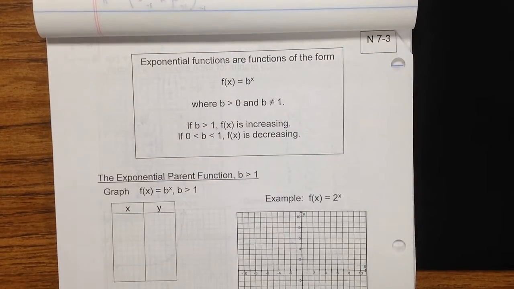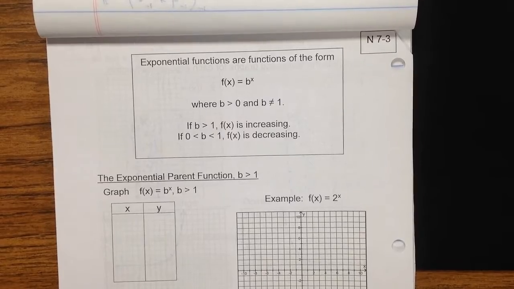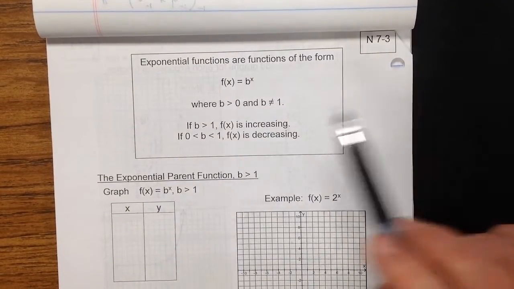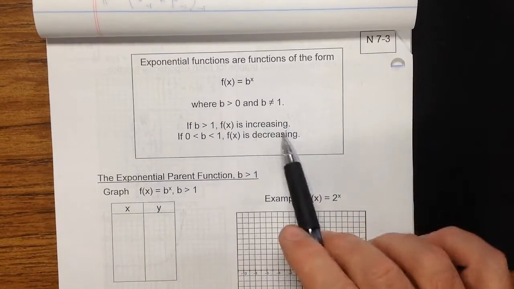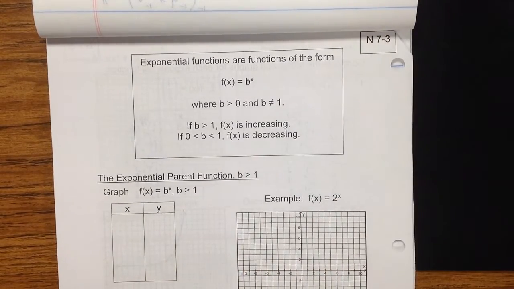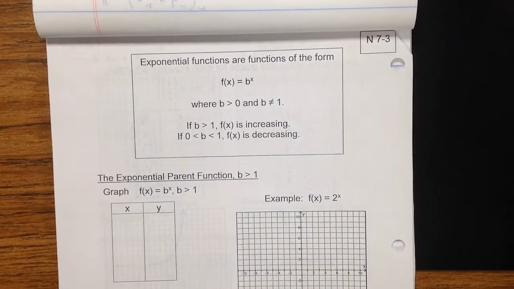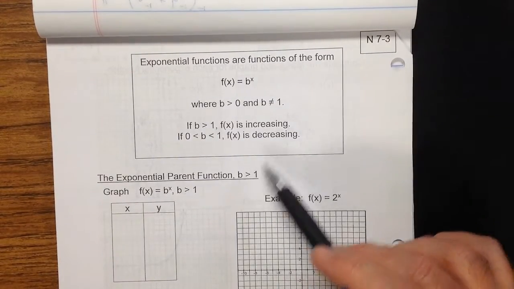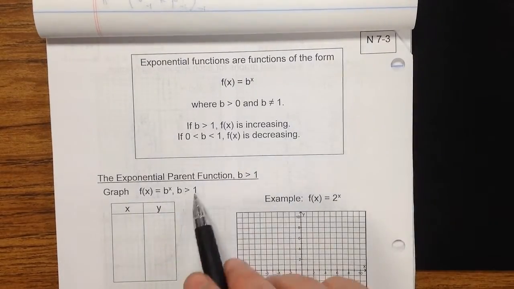Okay, next page. Exponential functions are functions of the form f of x equals b to the x power, where b is a positive number, has to be greater than 0, and b cannot be equal to 1. If b is greater than 1, then we have an increasing function. f of x is always increasing. If b is between 0 and 1, then f of x is decreasing. So, we're first going to look at the case where b is greater than 1, where we get these increasing functions. So graph f of x equals b to the x power for b greater than 1.